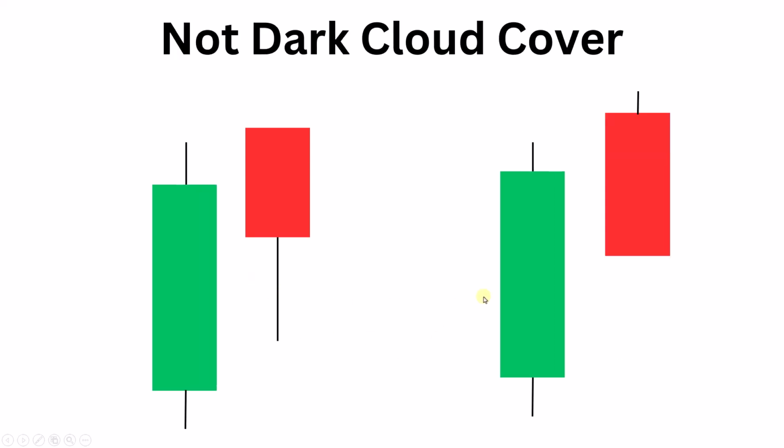Whereas these two are not considered as dark cloud cover. So here we have a green candle, just as we want it. Here we have a red candle, the opening of which is above the high of the green candle, which is just as we want it. But the closing is not below the midpoint of the body of the green candle. The mid of the body of the green candle is somewhere here, and the red candle has closed above it.